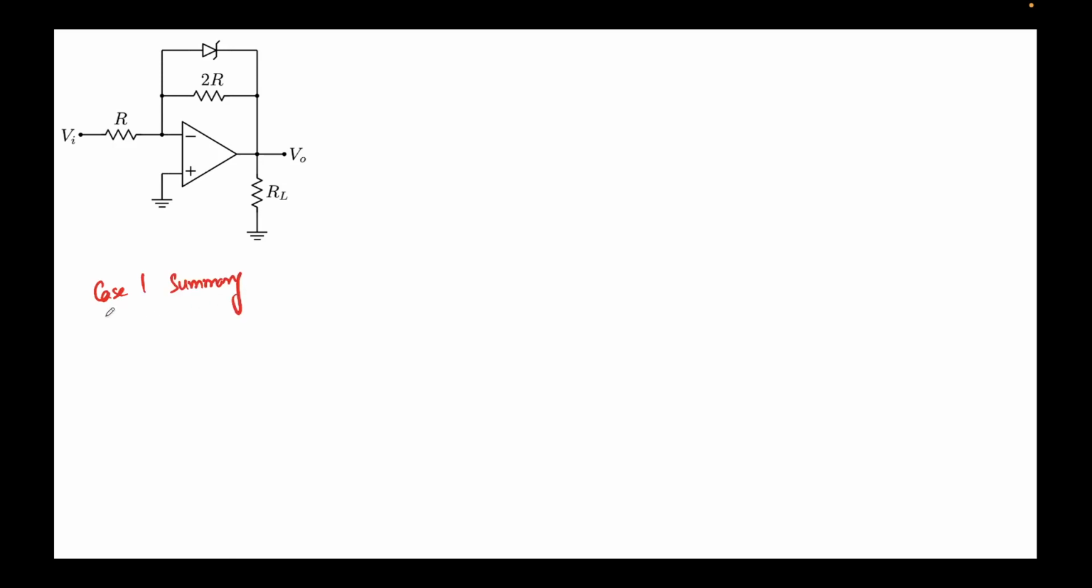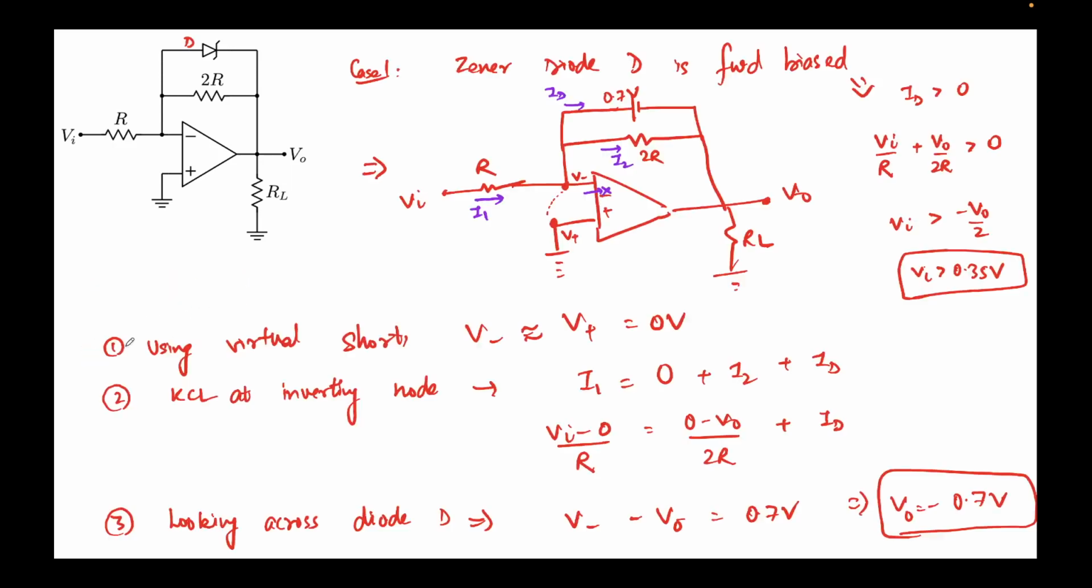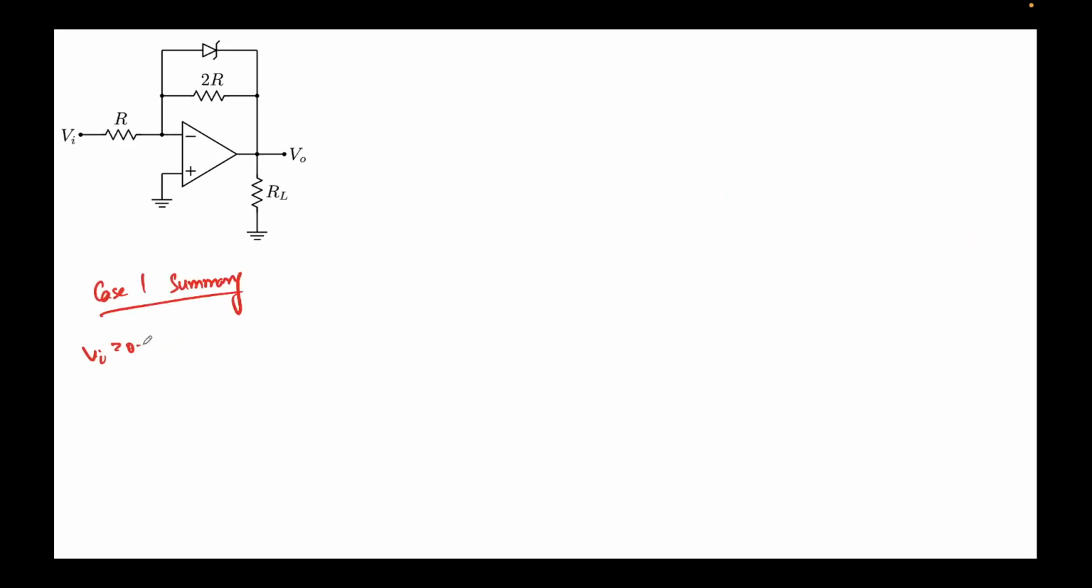What is the case 1 summary? If Vi is greater than 0.35 volts, this will give us V out as minus 0.7 volts. So this is the thing that we have to keep in mind. Okay, now let's talk about case 2.